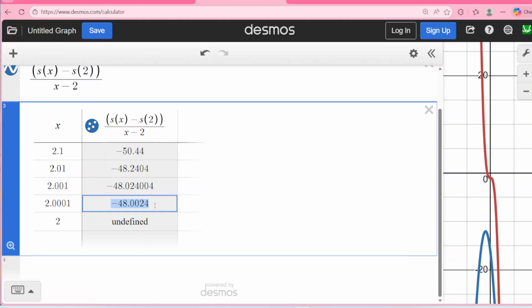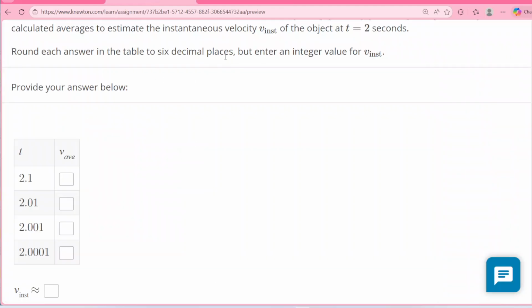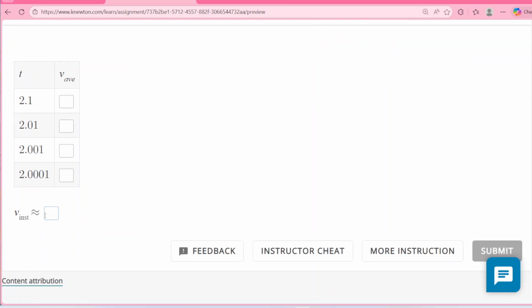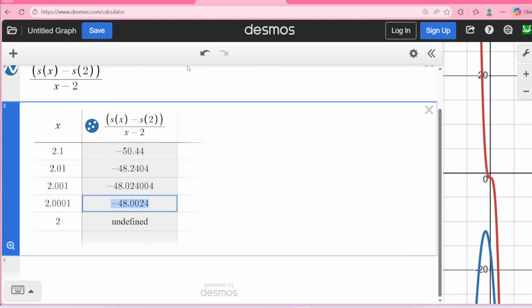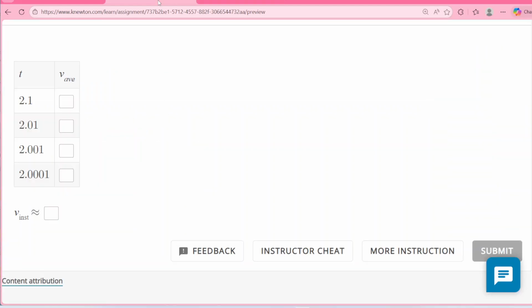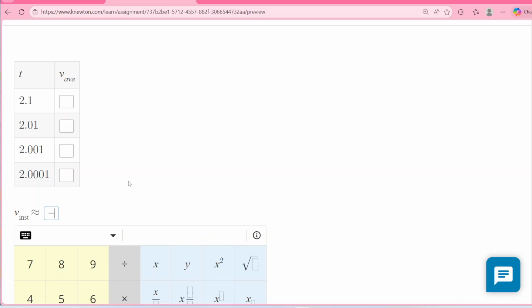The thing about these tables is sometimes they round before the 6 decimal places that they want, right? They say round each answer in the table to 6 decimal places, but enter an integer value for the instantaneous velocity at 2, right? The derivative at 2, the slope of the tangent line. So if you look at these, it looks like the average velocity is approaching -48. So that is what I'm going to write here in the instantaneous velocity area.